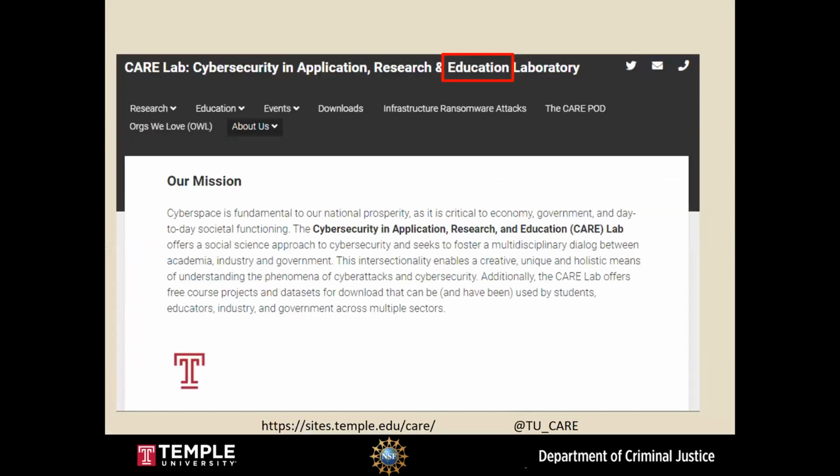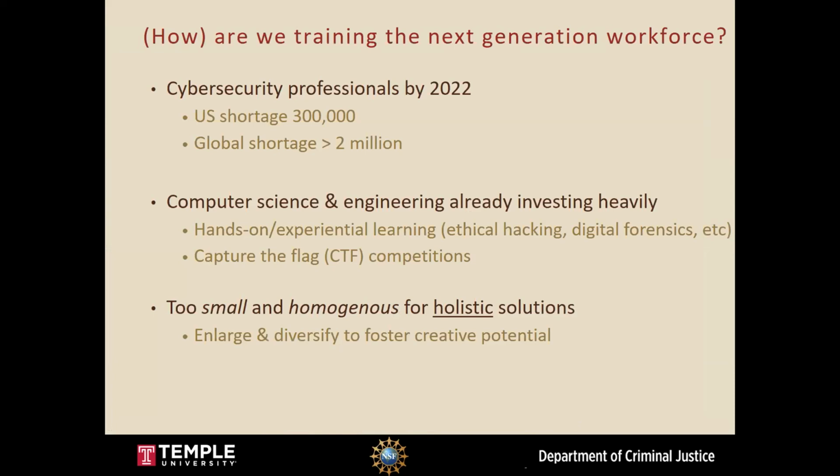And the last area that we work in extensively is education. I save the best for the last. This is something that's very near and dear to me. And I'm sure you've all heard some variation of these statistics, right? But there's going to be a shortage of cybersecurity professionals by 2022. In the US, that's going to be about 300,000. Globally, we've got a shortage anticipated to be about 2 million.